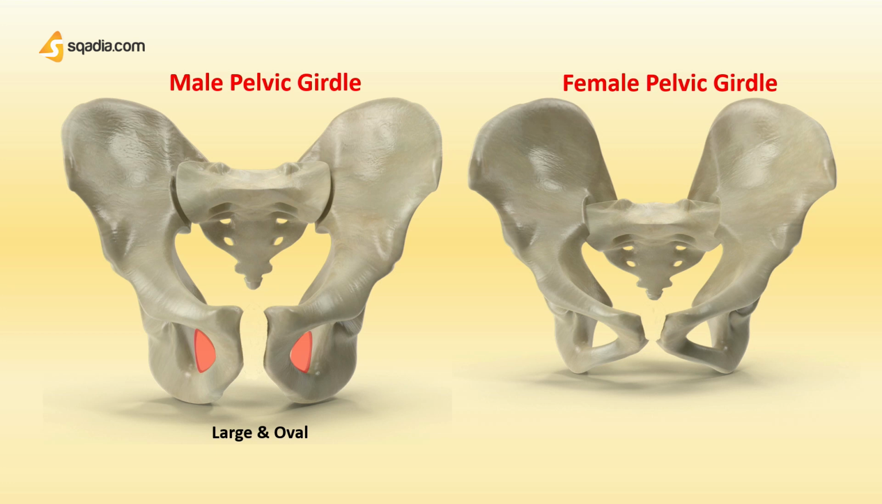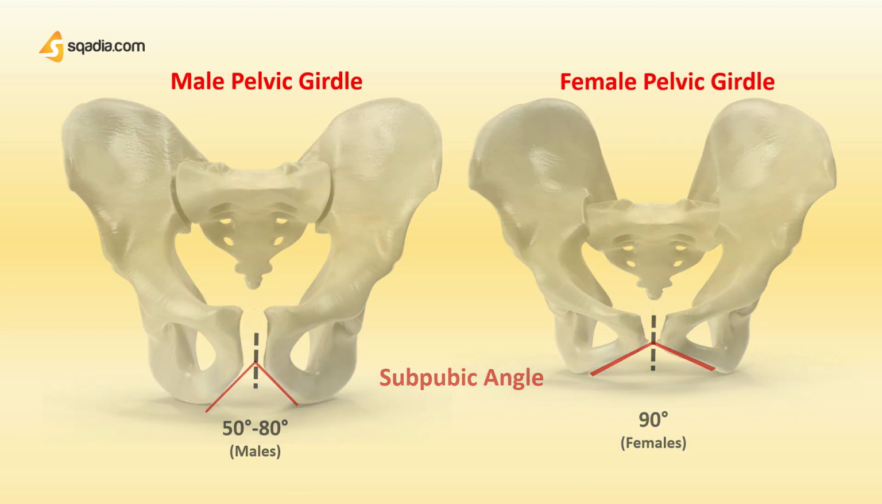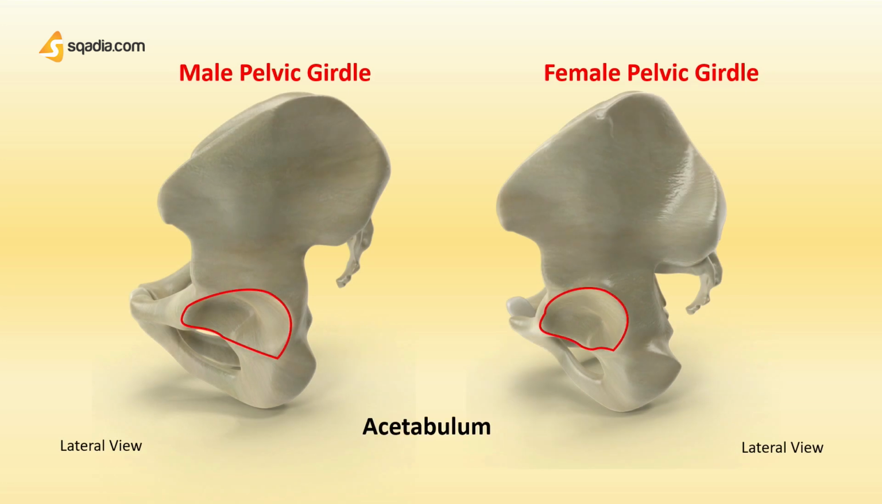The obturator foramen is large and oval in males and triangular shaped and smaller in size in females. The subpubic angle is somewhat like this, making an angle of 90 degrees in females, and in males it is like this, almost making an angle of 50 to 80 degrees. The acetabulum is usually larger in males because the head of the femur gets attached here, and is a bit larger in males as compared to the females.